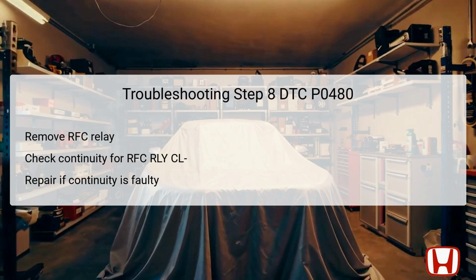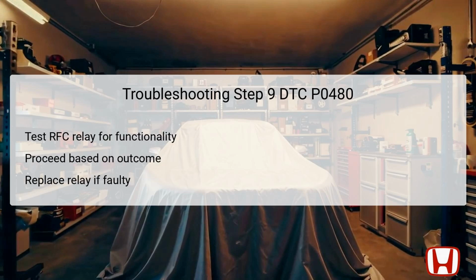The lack of continuity necessitates a repair to this wire to restore the necessary communication within the RFC system. Ensuring proper signals are received from the PCM is vital for the reliable operation of the radiator fan. Step 9 requires retesting the RFC relay to ascertain whether it is functional post any previous repairs or checks. If found to be in working condition, the troubleshooting can progress to further steps.